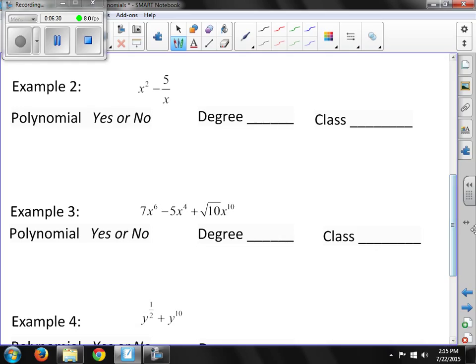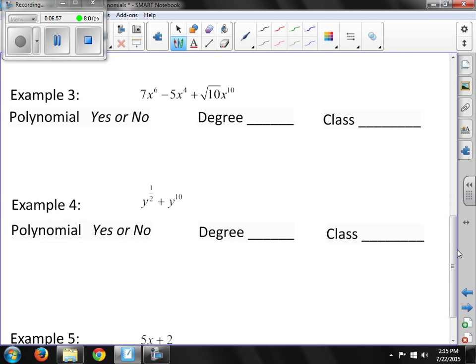Example 2. X squared minus 5 over x. Is it a polynomial? It is not a polynomial, and the reason why is because it has a variable in the denominator. So we don't have to give this, and we don't have to give this, because it is not a polynomial.